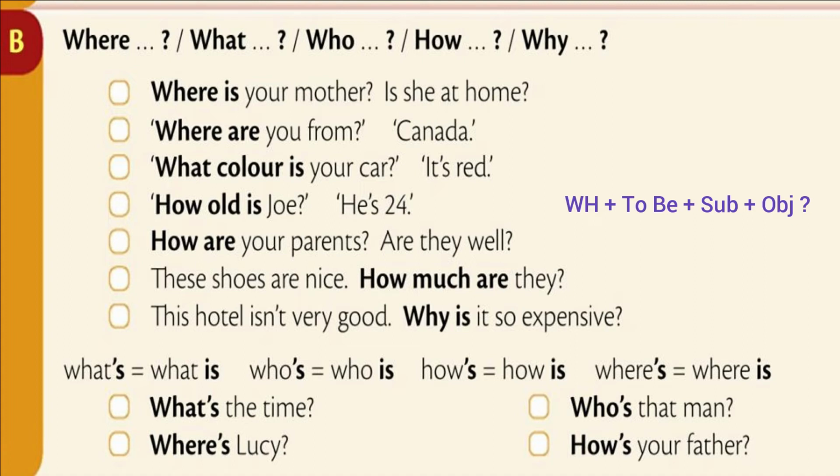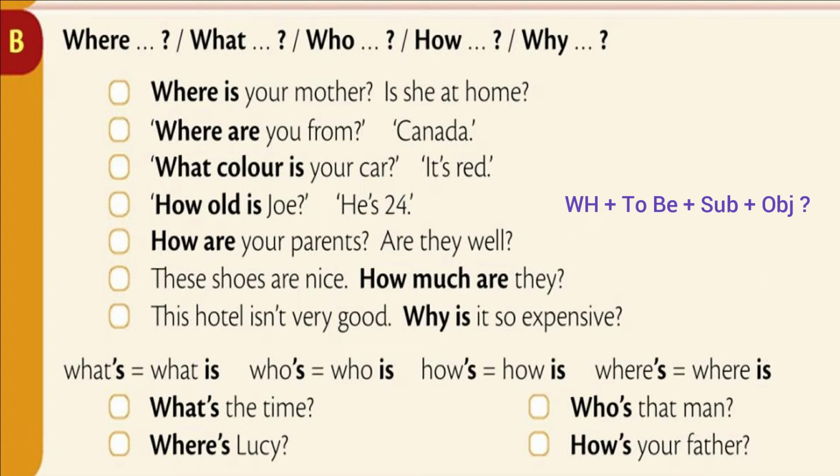For example, where is your mother? Is she at home? Where are you from? Canada. What color is your car? It's red. How old is Joe? He is 24. How are your parents? Are they well? These shoes are nice. How much are they? This hotel isn't very good. Why is it so expensive?